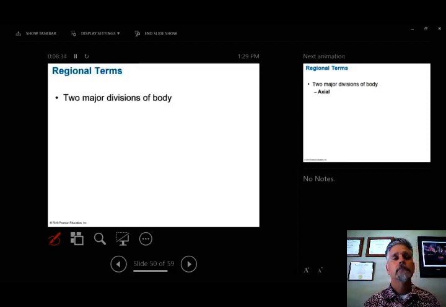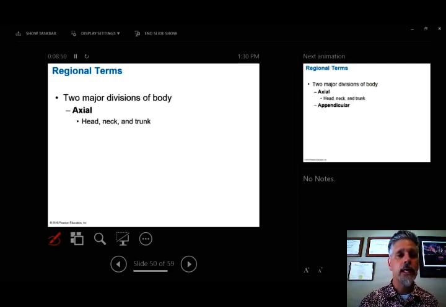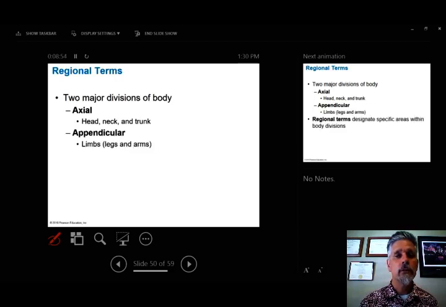Okay, so those are directional terms where we can describe where things are, comparing one thing to another. Other terms that we have associated with the body have to do with what's called divisions or regional terms. So there's two main divisions of the body. We call it the axial, which includes the head, neck, and the trunk, and then there's the appendicular, which is going to include the limbs.